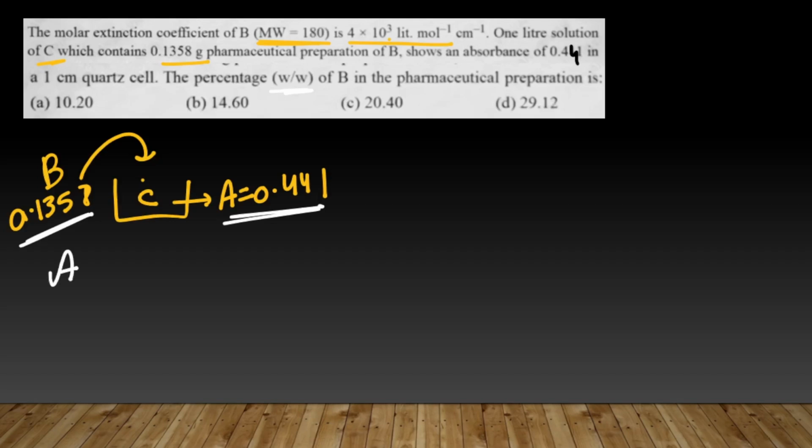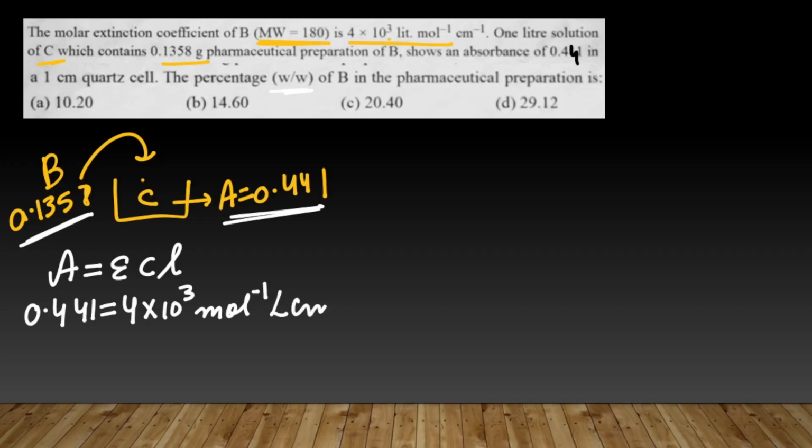So now the absorbance value, we know, is equal to epsilon C into L. The absorbance value is 0.441, right? The absorptivity value is given as 4 into 10 raised to the power of 3, which is mole inverse liter per centimeter, right? Now the concentration is what we have to find out, and the length we have is 1 centimeter. So with this centimeter, the per centimeter term will get cancelled out. You will be getting the concentration in mole per liter terms, right?